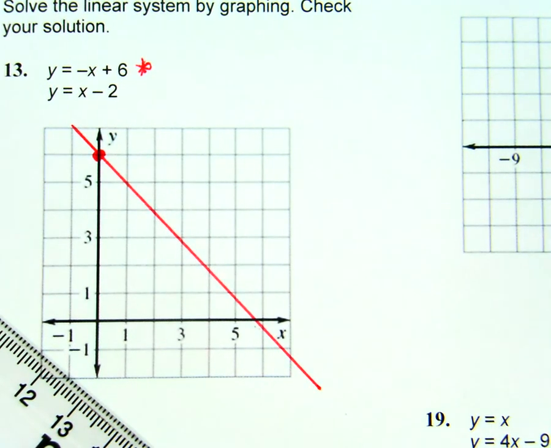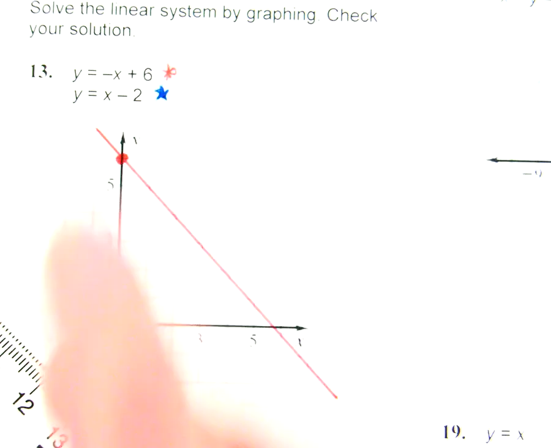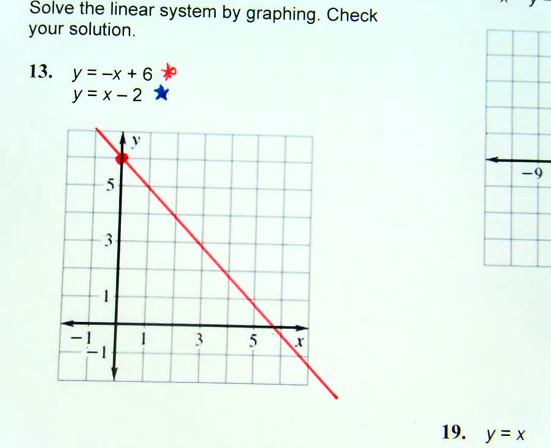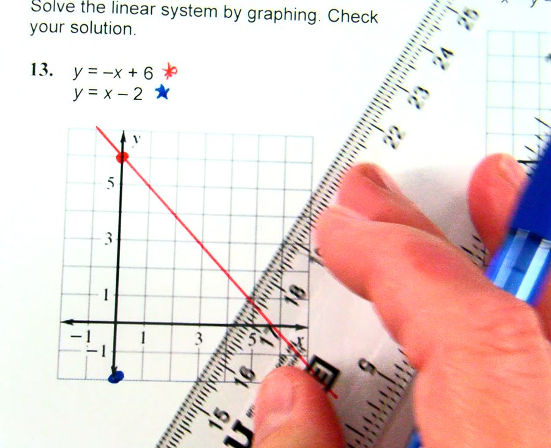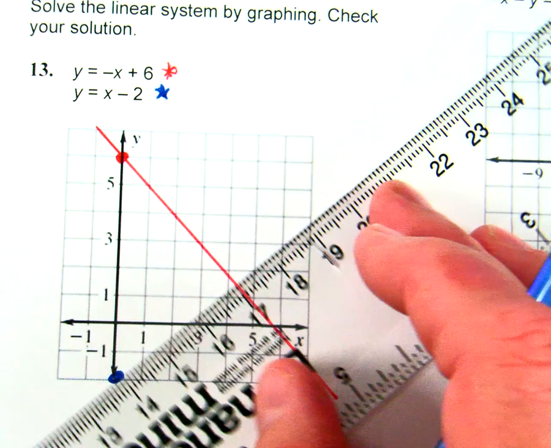Then we'll graph the other one. My blue one here will be y equals x minus 2. The intercept is negative 2, and the slope is positive 1. So that's going to look like right here.